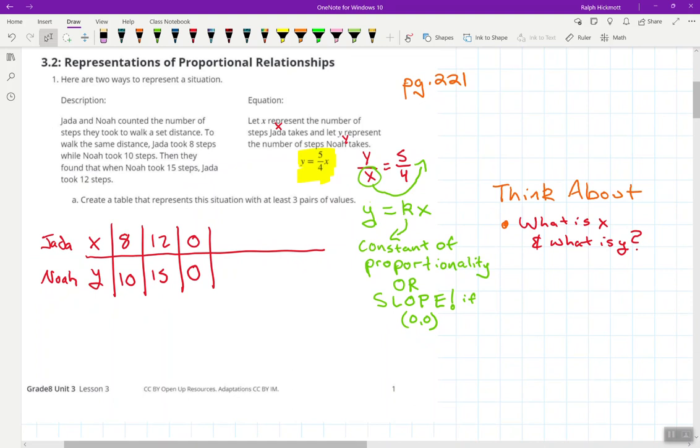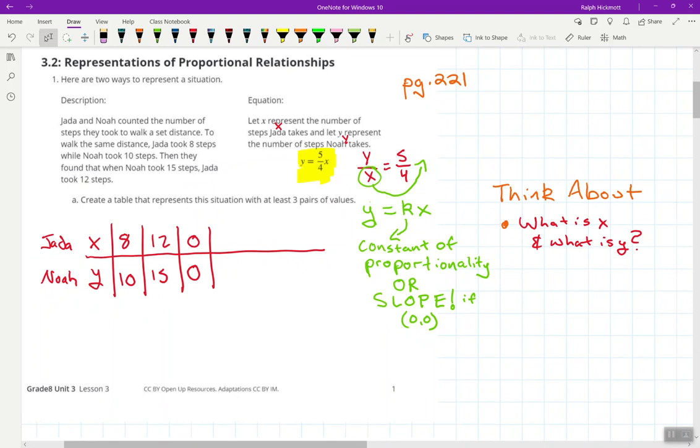So as we're working through this, keep in mind to start working on using that type of equation, creating that type of equation. It's very much the same as what we did with y over x equals 5/4. We're just moving that x to the other side. So a couple things to think about. In this case, they already gave it to us: what is x and what is y? Sometimes they don't. We're going to have to be smart about what we want to label as our x variable and our y variable. But in this case, Jada's x and Noah's y.